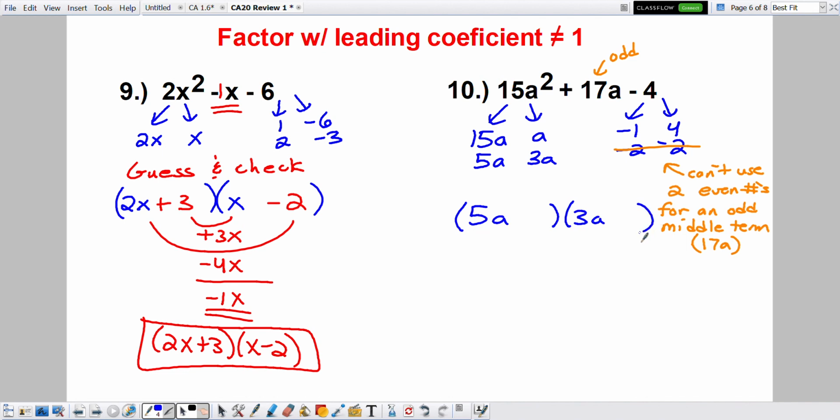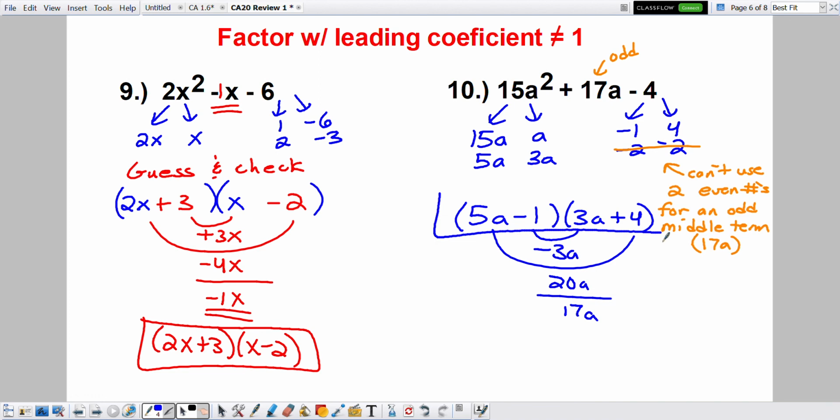I can put -1, +4. Let's see if it works. -3a. Here I get 20a. That looks like we lucked out. We get 17a. That's the answer. So it's just 5a minus 1, 3a plus 4.